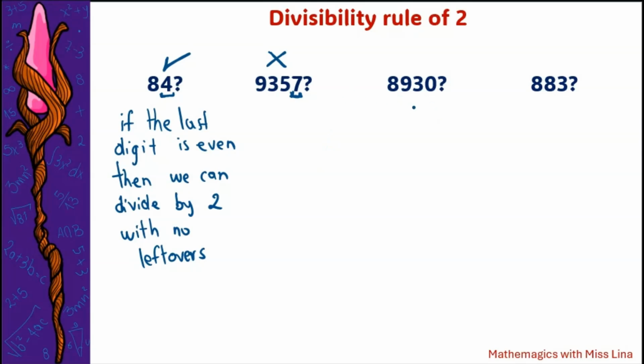Okay, let's check. The 0 is an even number. So yes, this number could be divided by 2. And 3 is an odd number, then it's not divisible by 2. You can always check it doing the division. It's just that the divisibility rule is going to be faster that way, right?